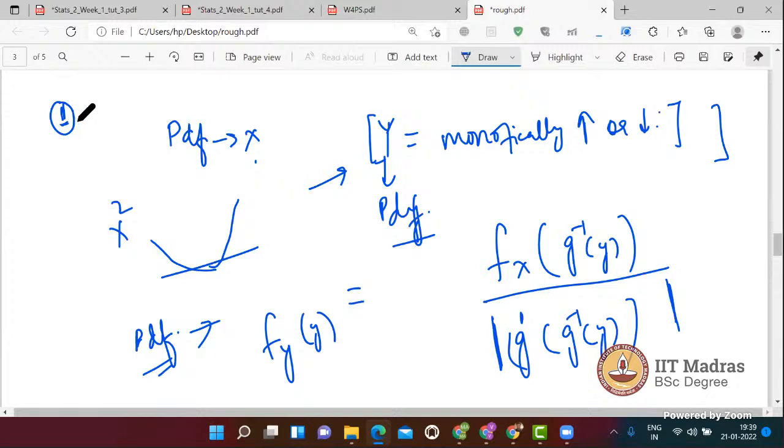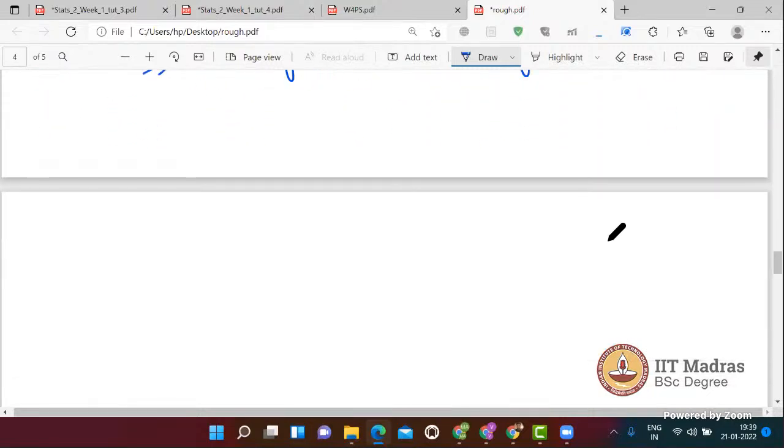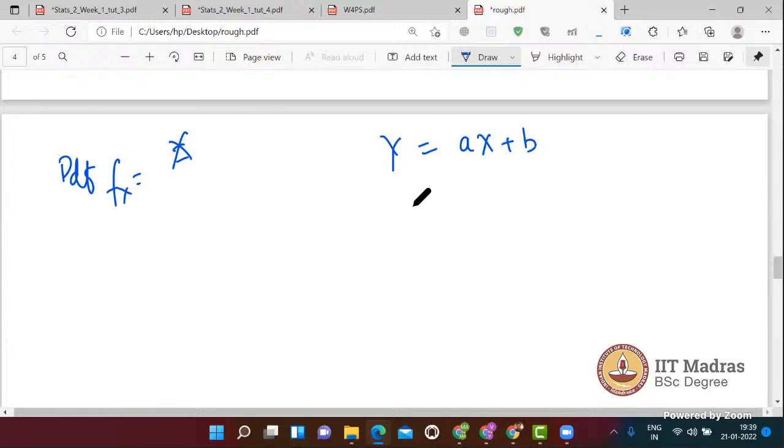Whenever you get any equation like x cube, you can directly do that. You can get the g inverse y also. I'll tell you from the basics, like one question: if you have been given x, the random PDF of x has been given, and y has been defined as ax plus b. So how can you write the g inverse?